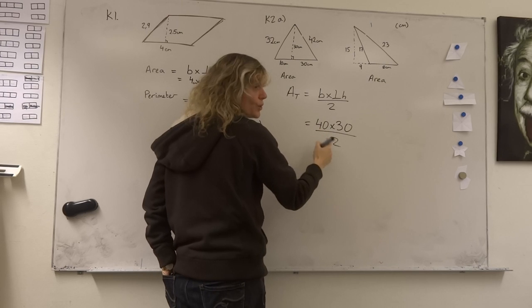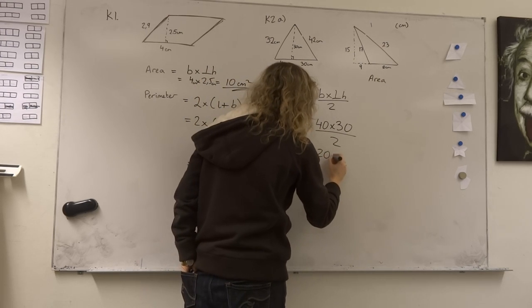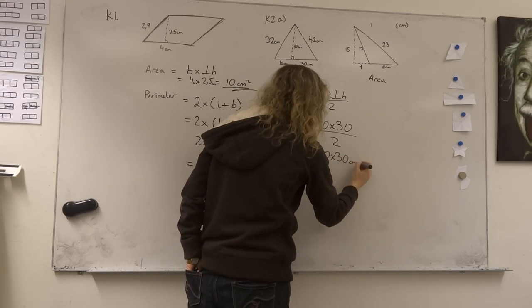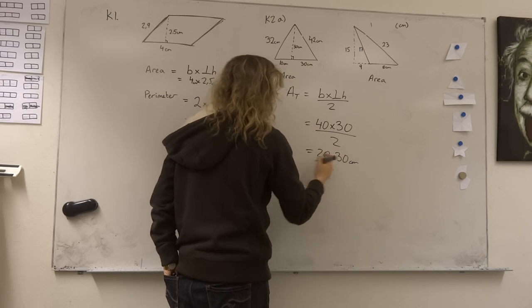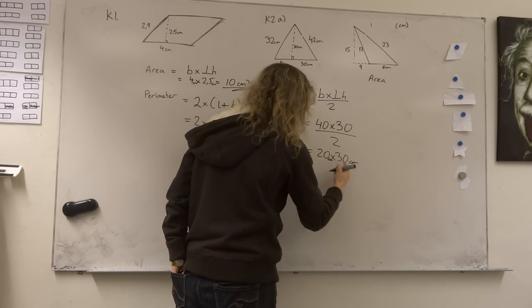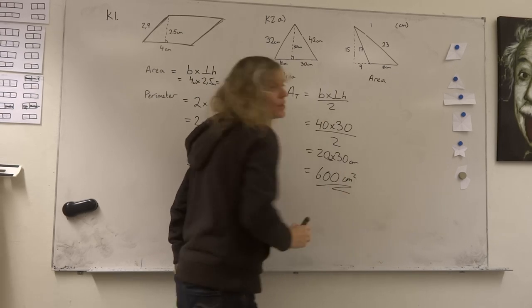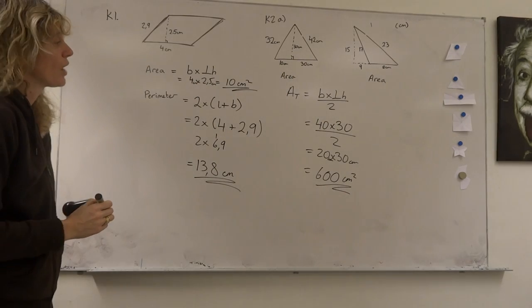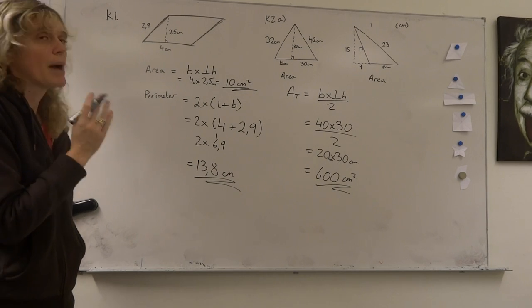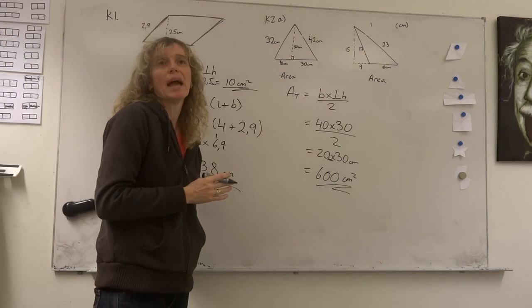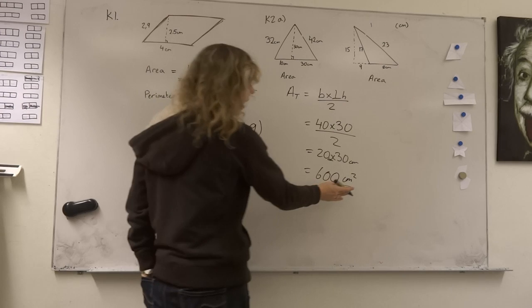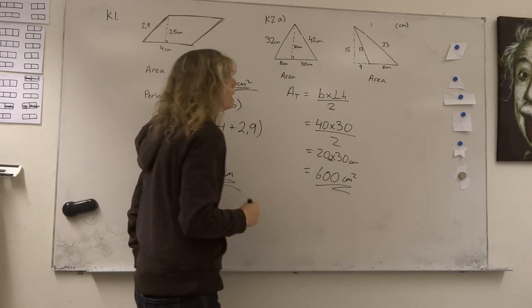40 divided by 2 is 20, so we get 20 times 30. These are both in centimeters. So we get 2 6s, 2 3s are 6, 600 centimeters squared. So that's the area of that triangle. Most important here, remember when it's a triangle, you must divide the area by 2. You must also have units in your answer.